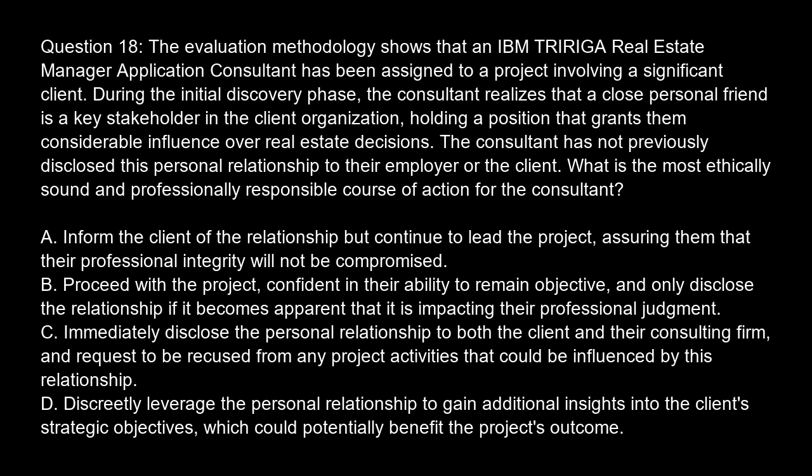Option A. Inform the client of the relationship but continue to lead the project, assuring them that their professional integrity will not be compromised. Option B. Proceed with the project, confident in their ability to remain objective, and only disclose the relationship if it becomes apparent that it is impacting their professional judgment. Option C. Immediately disclose the personal relationship to both the client and their consulting firm, and request to be recused from any project activities that could be influenced by this relationship. Option D. Discreetly leverage the personal relationship to gain additional insights into the client's strategic objectives, which could potentially benefit the project's outcome.